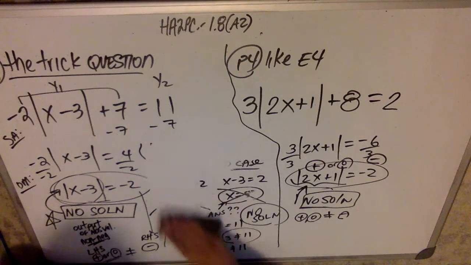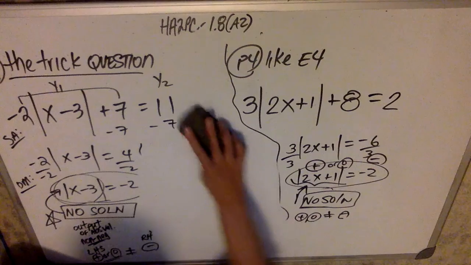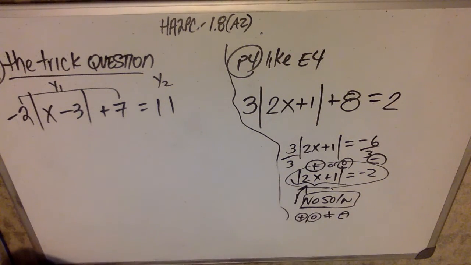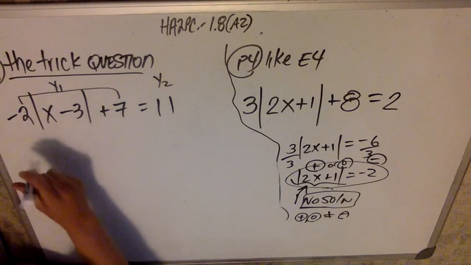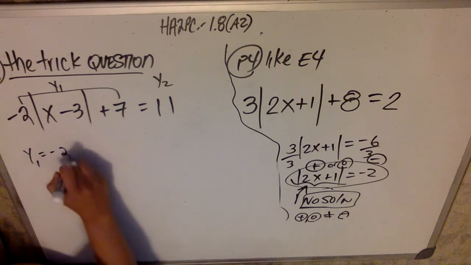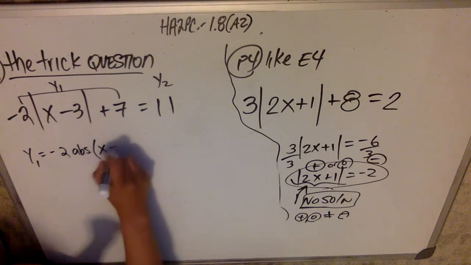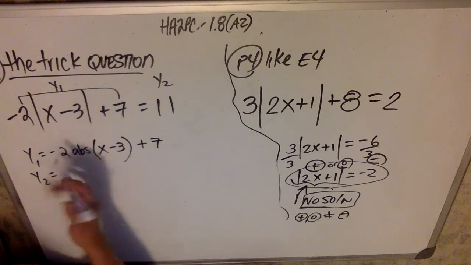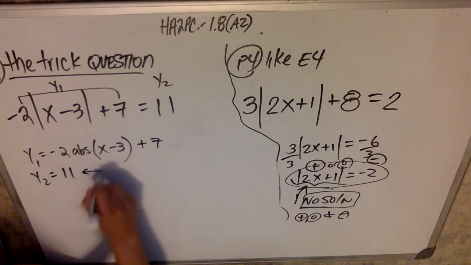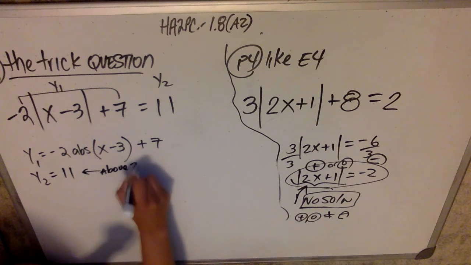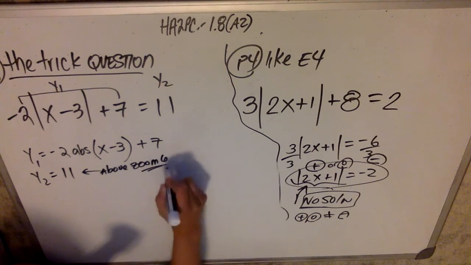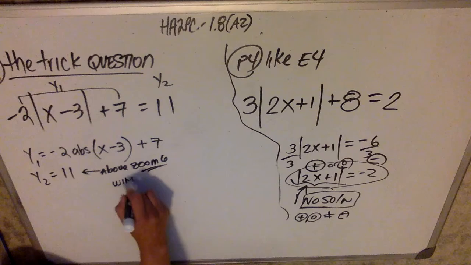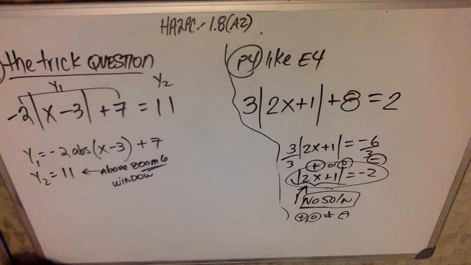So if I just show you what this looks like when we put this in your calculator, we know that it should be no solution, but I'm going to go ahead and put it in my calculator. When I type it in, my y1 would be negative 2 abs, parentheses, x minus 3, plus 7. And my y2 would be an 11. Notice that this is above a zoom 6 window, because the zoom 6 window only goes up to 10, so you're going to have to press window and extend your window so that you can see that there's no point of intersection.